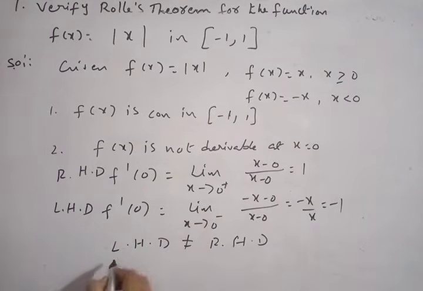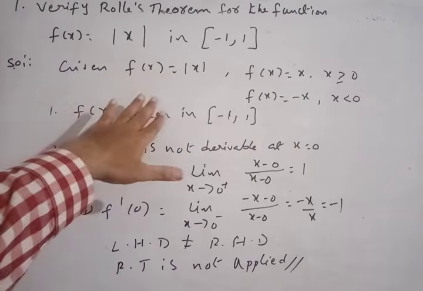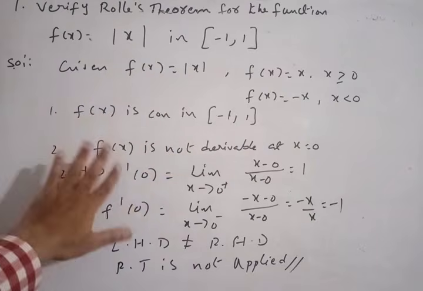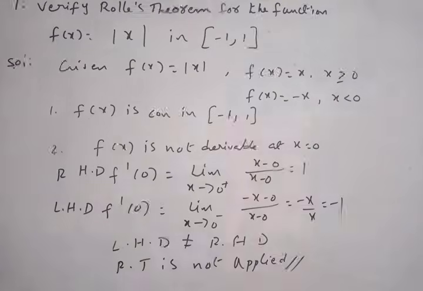You have to calculate the limit. Therefore, Rolle's theorem is not applied. Like this, you have to solve this problem. Very important problem. It is continuous in [-1, 1], but it is not derivable in the interval (-1, 1). Understand this problem? Okay, now we'll go for the next problem.